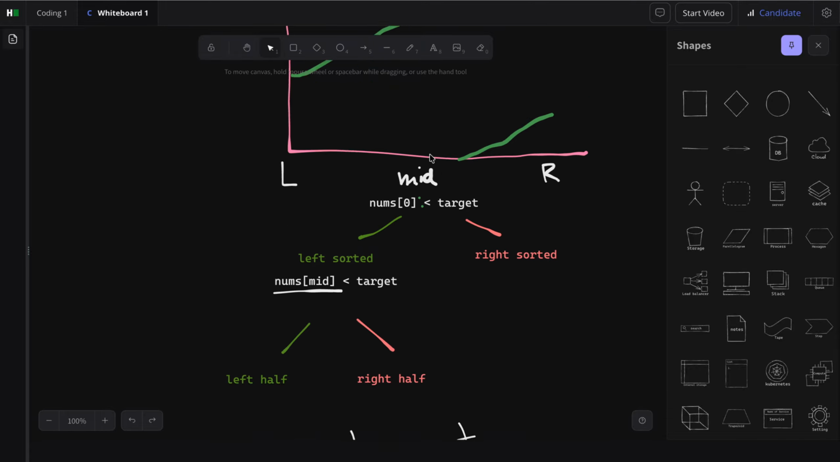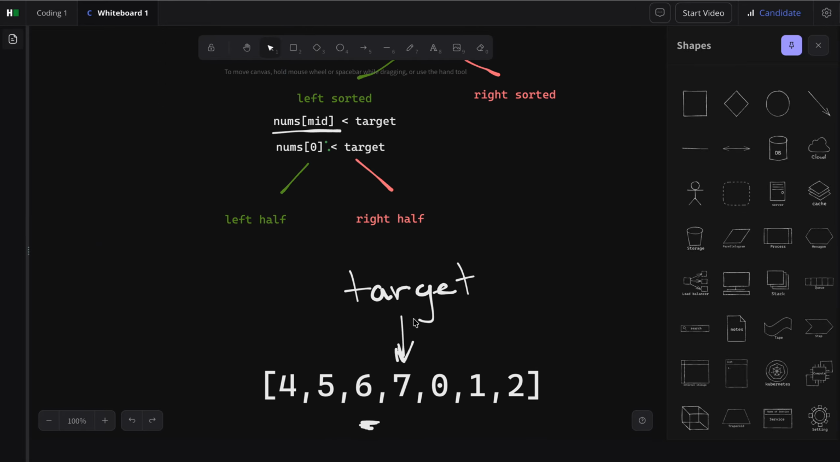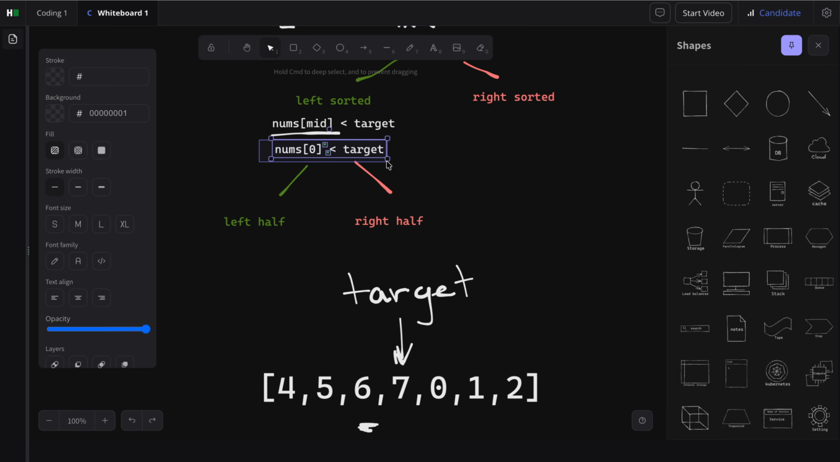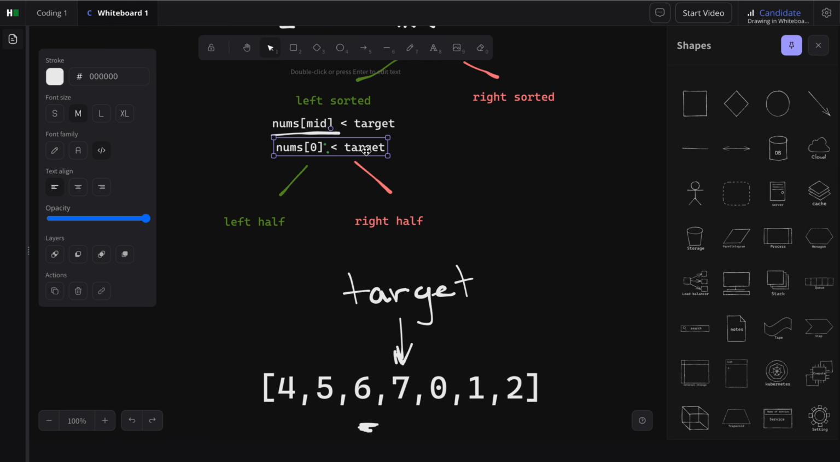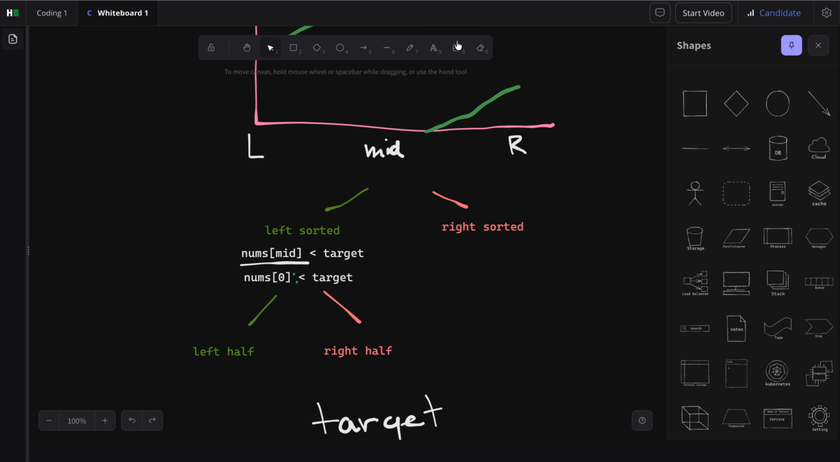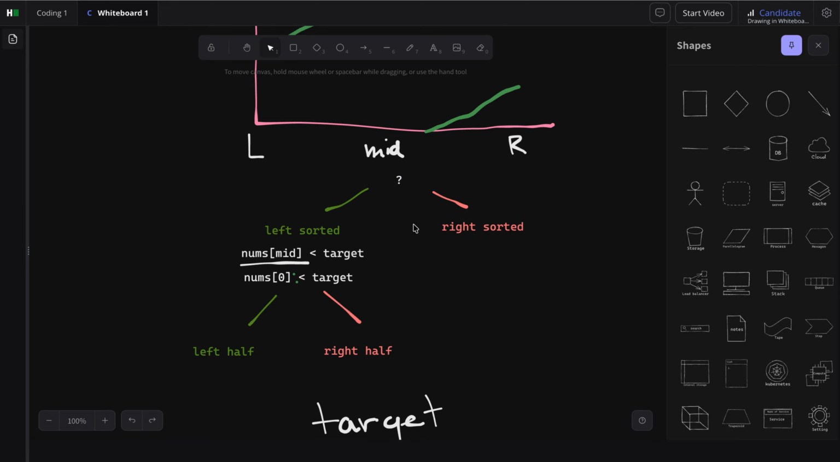The other check we need is this one up here. If this is true, then we stay in the left half. If it's not true, we go into the right half. Do both of these need to be true? Not necessarily, it can just be an or, I think. The one goes over here, question mark.